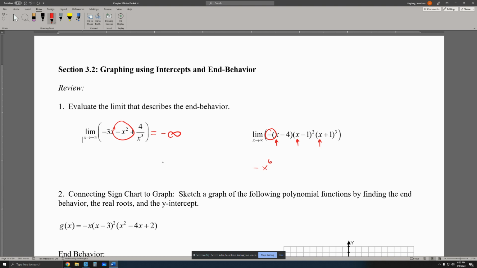Because we have an even degree polynomial here with a negative leading coefficient, we know that both ends are approaching negative infinity. So therefore, the right-hand limit as x approaches infinity is negative infinity.